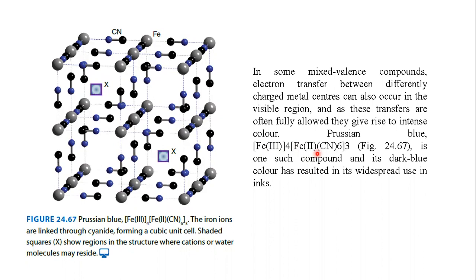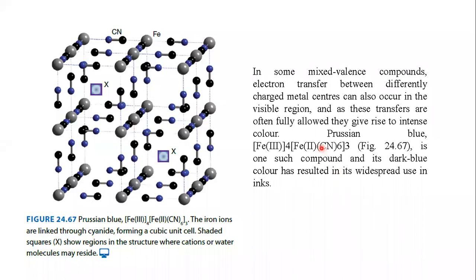So in this type of compound, what happens is electron transfer between the two metal ions. This transition of electron between two metal ions having different oxidation states can also occur in the visible region, and then you will see the color of the compound. That's why Prussian blue is blue in color, dark blue. So this is widely used as ink, because we use this blue color mostly for our writing.